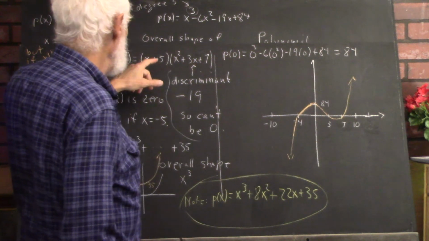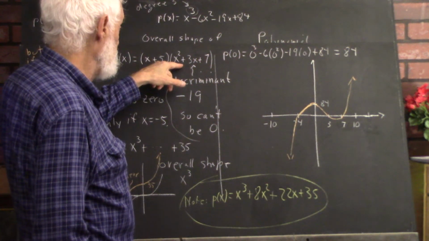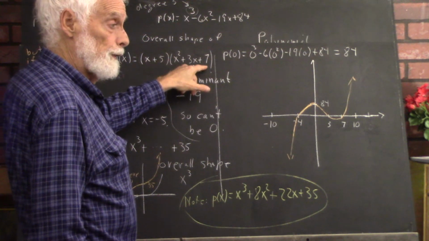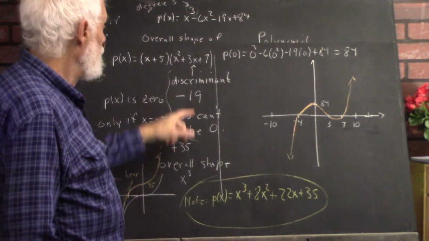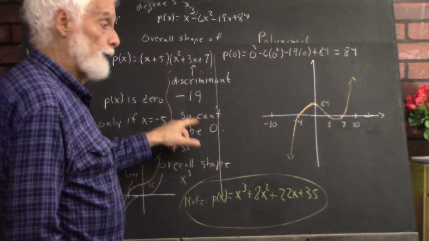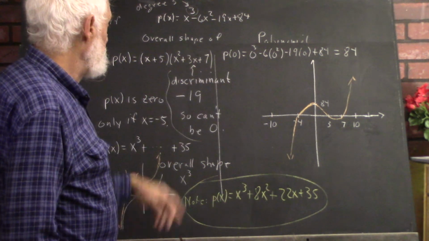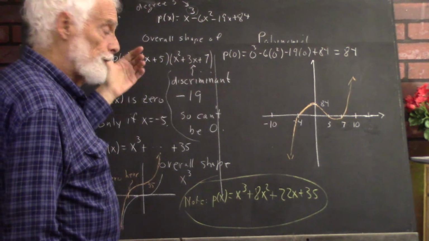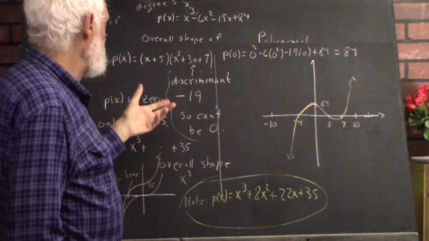It can factor into a linear factor and a quadratic factor, where the quadratic factor doesn't have zeros. This factor doesn't have zeros. You can check that very easily if you understand the quadratic formula and so forth. The discriminant is -19, so this can't be 0. The discriminant is b squared minus 4ac. b squared is 9, 4ac is 4 times 1 times 7, 28.